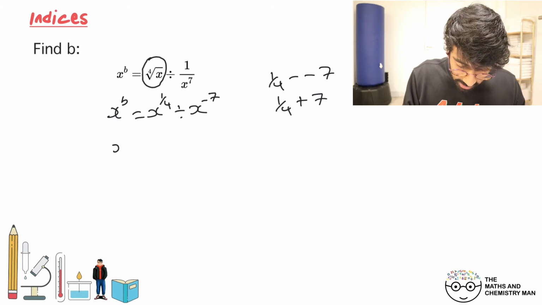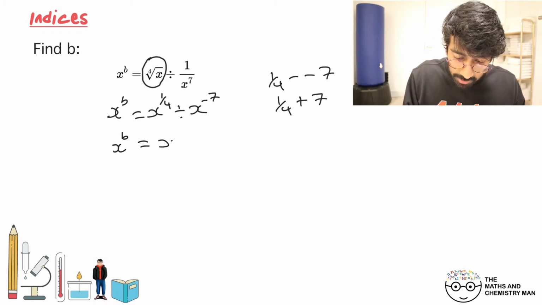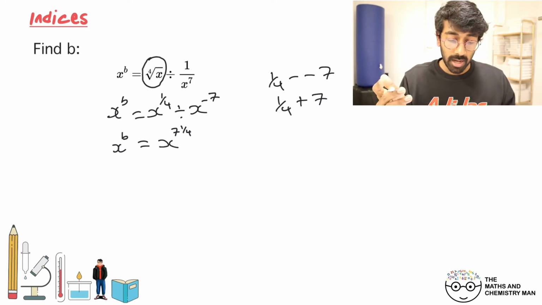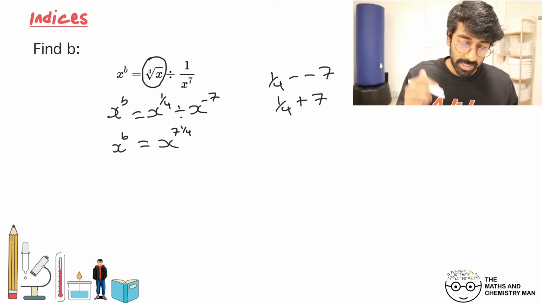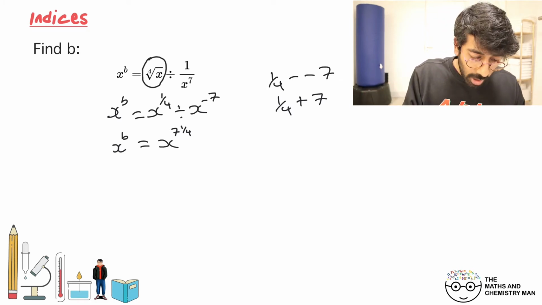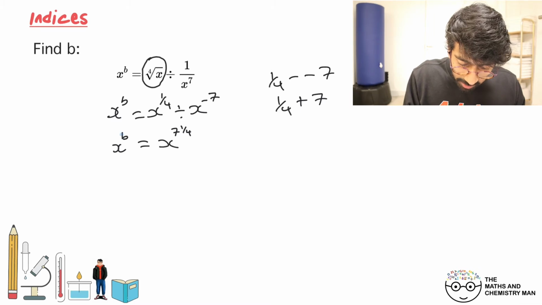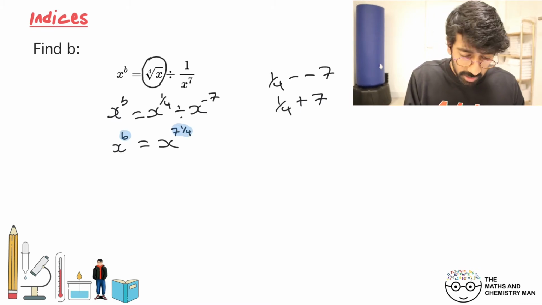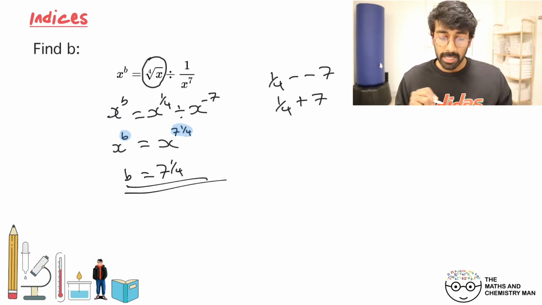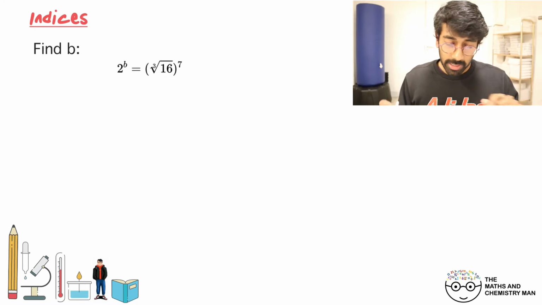So maybe we can go like this. x to the b is equal to x to the power of 7 1/4. That's one option. You could obviously turn it into a decimal if you wanted to, or turn it into an improper fraction, either. So whatever you do, now because we've got x to the power of b is x to the power of 7 1/4, we can just say that b is equal to 7 1/4, or anything that's equivalent to that. Boom, done. And now moving on swiftly to the next one.